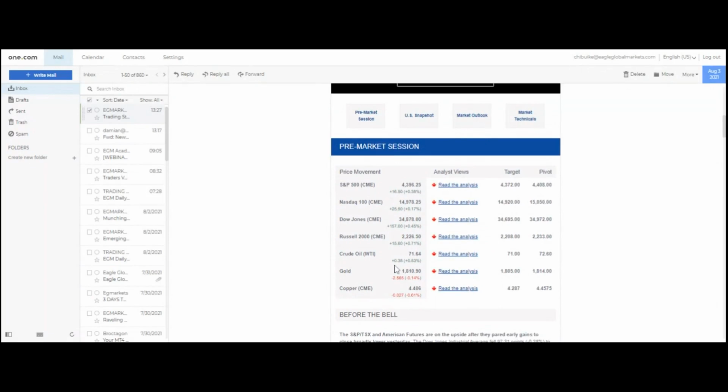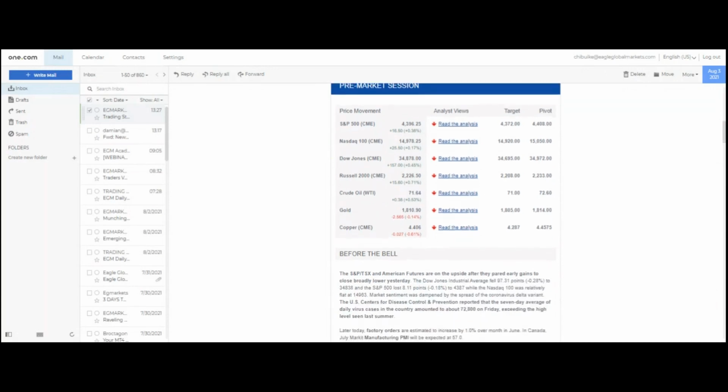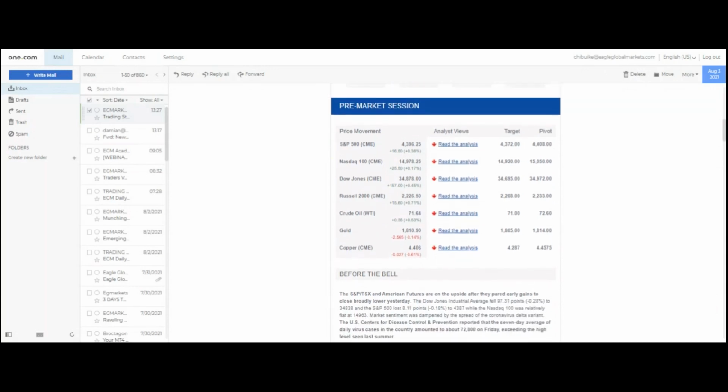So the pre-market session is before the bell, before the New York session bell, which is 2:30 p.m. our time. We already have the S&P dropping. We have the NAS also dropping. Every single thing here is red. It means they've dropped in value. S&P, NAS, Dow Jones, Russell 2000, crude oil, gold, and copper, they've dropped.